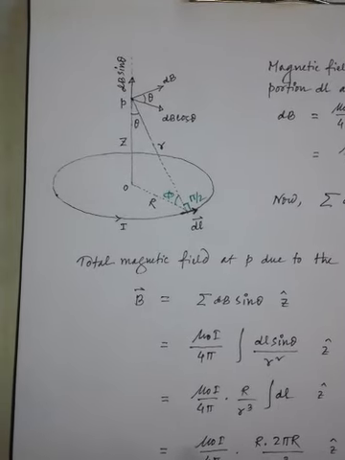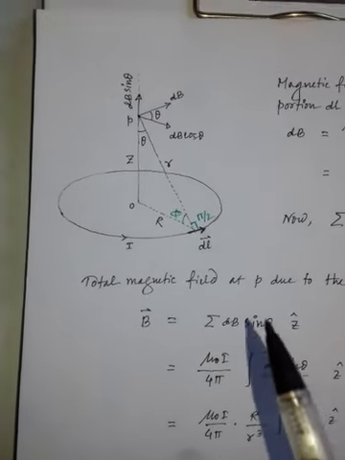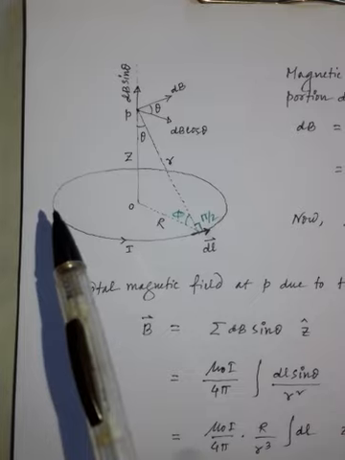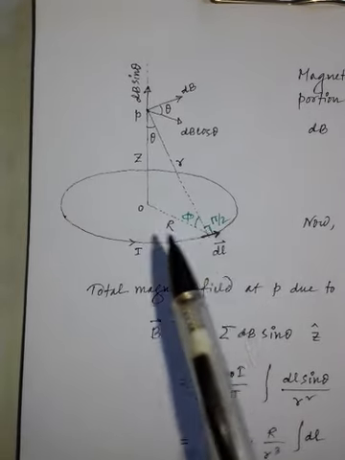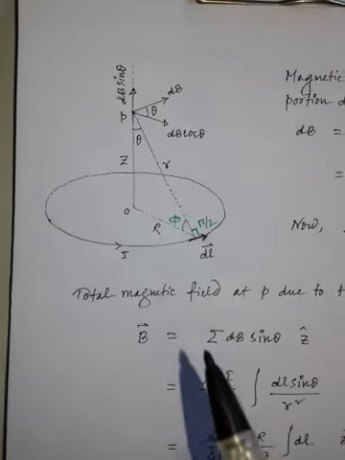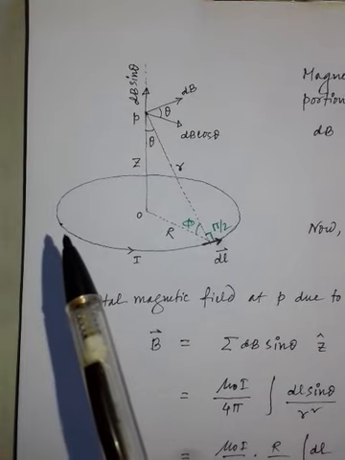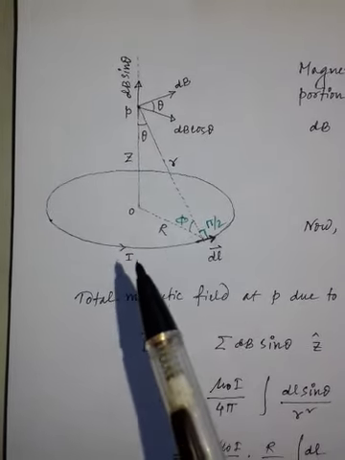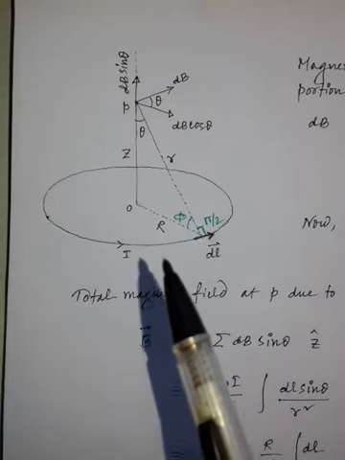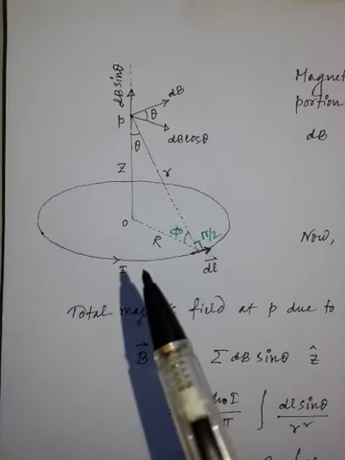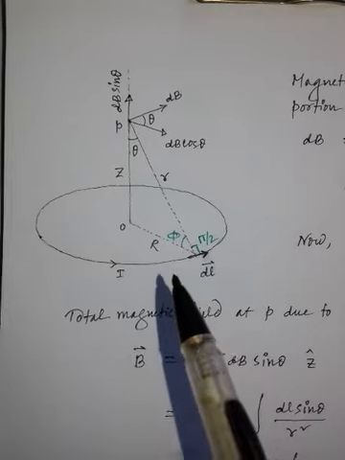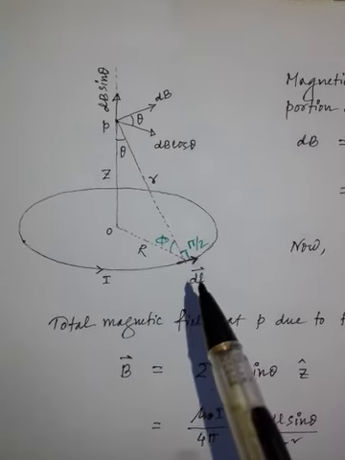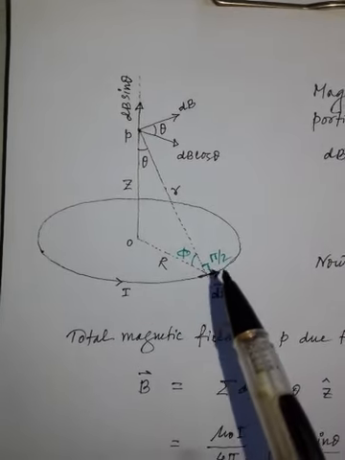Today we are going to find out the magnetic field produced by a circular current carrying loop at an axial point. Let us consider a circular current carrying loop of radius r and having current I. First, we consider an elementary line segment dl on this loop.